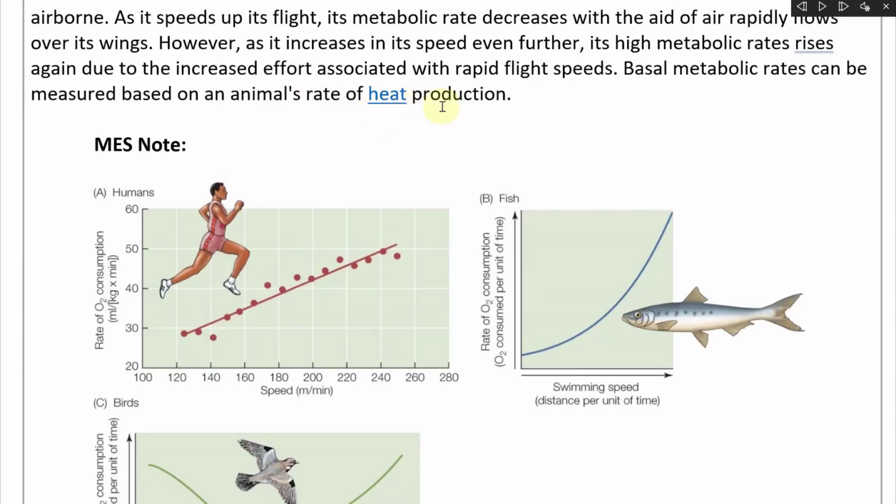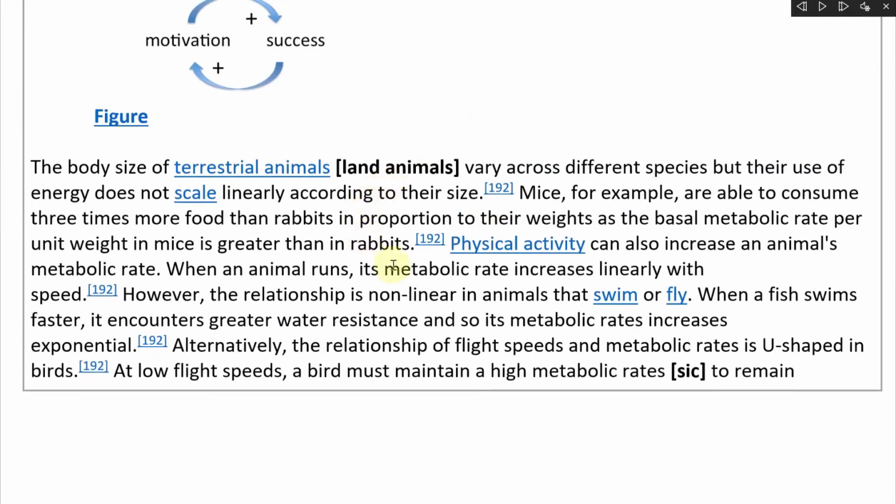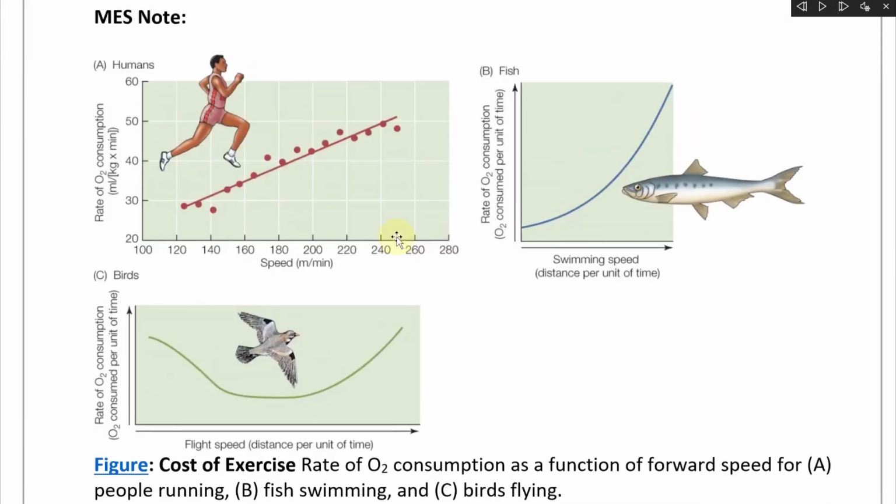Yes, which is very interesting. So how much heat it's producing, you can measure that. So notice the shapes of them. Here's the graph of the different shapes.